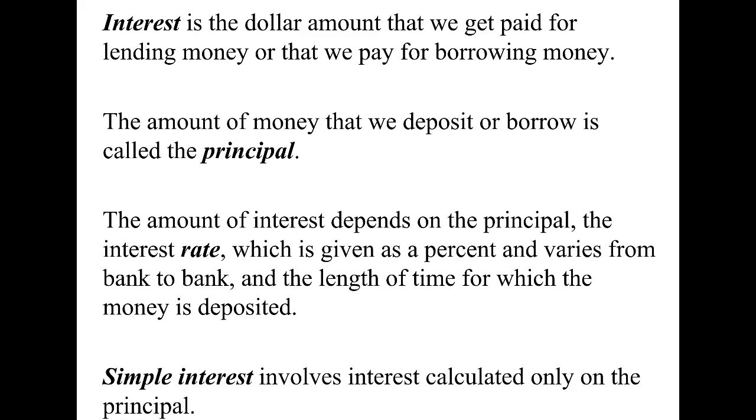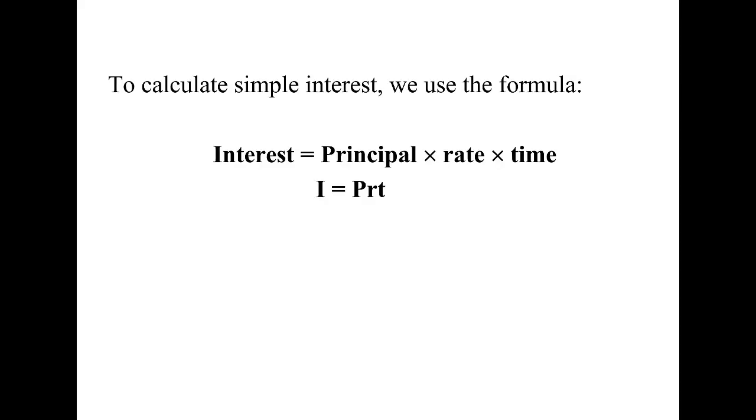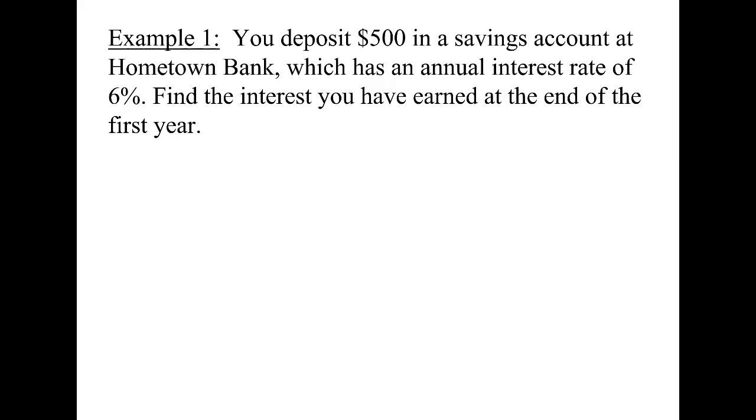Simple interest, what we're going to study first, involves interest calculated only on the principal. To calculate simple interest, we're going to use the simple formula that interest is principal times rate times time, and that's abbreviated as I equals P times R times T. Let's work through example 1.